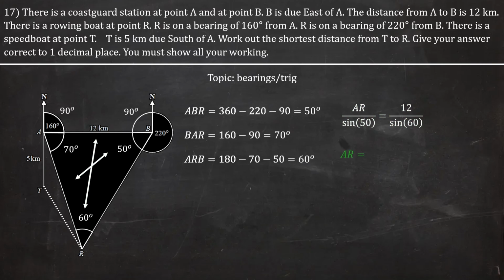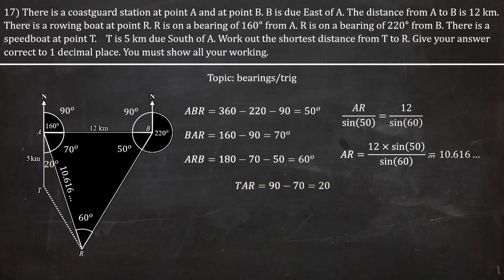So we rearrange this a bit. AR is going to be 12 times sine 50 over sine 60, which you put in your calculator and give you 10.616, etc., etc. Do not round it at this point, just leave the whole thing. Then I can also find this angle over there because that angle is going to be 90, which is the bottom side of that 180 degrees, minus 70, which is the other angle, which gives me 20.